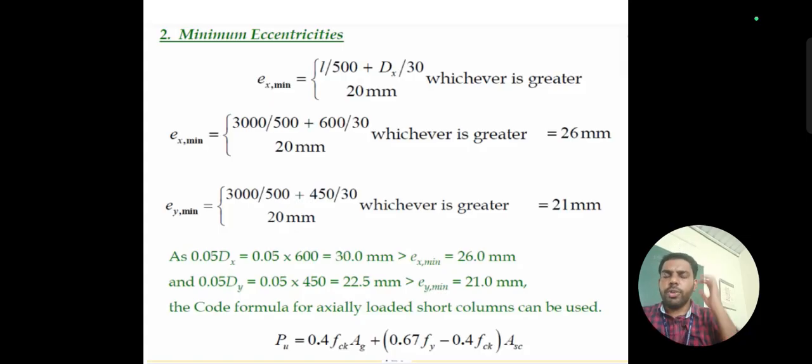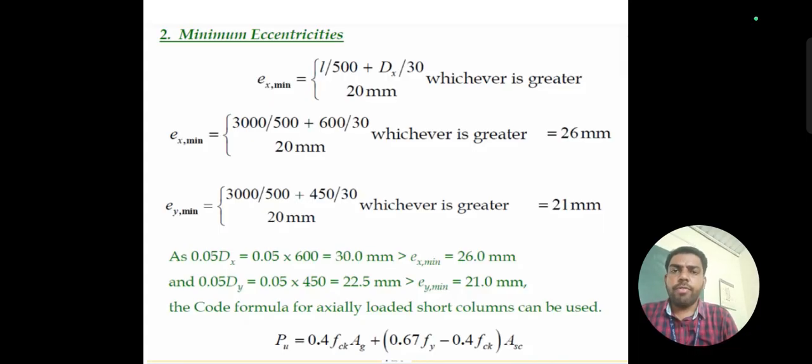That formula I have to use is L by 500 plus D by 30, and 20 mm. When using the minimum eccentricity, at least 20 mm we have to provide. In this criteria, whichever is the greater value should be taken into account. From the equation we get 26, and the other is 20 mm, so we take the value 26. After that, 0.05 times d should be checked against 20 mm. This is the axially loaded column member.